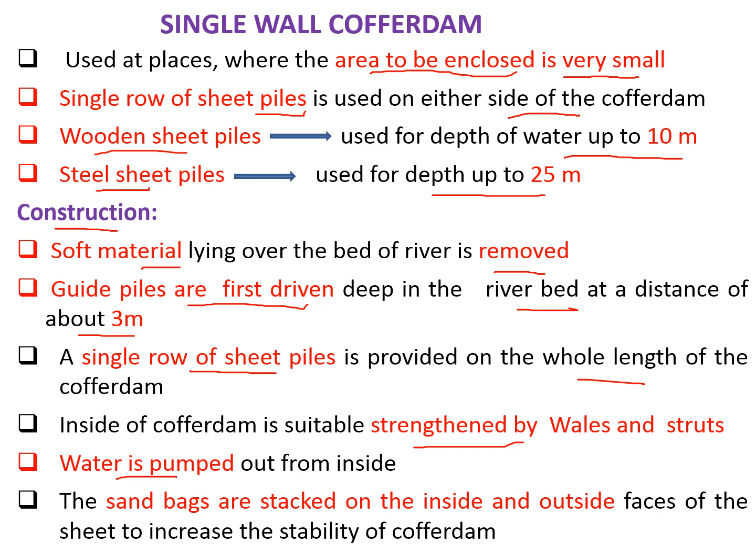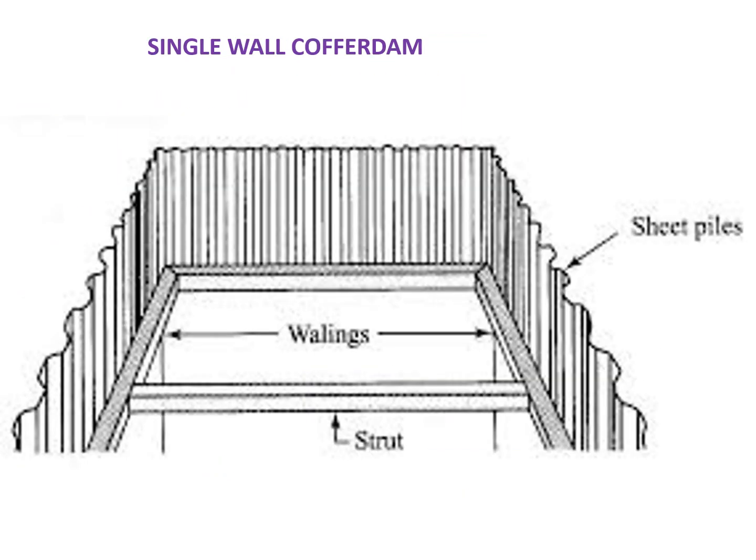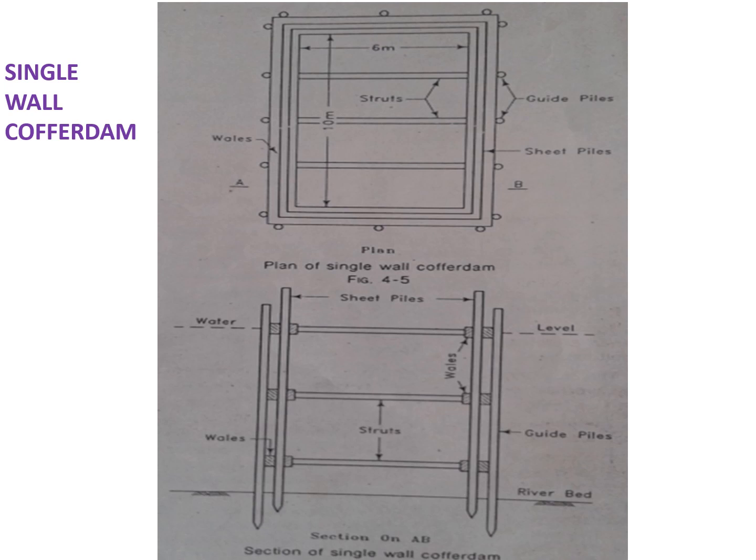And generally the sandbags are stacked on the inside and outside faces of the sheet to increase the stability of the cofferdam. So here in this figure, it's simple sheet piles, a layer of sheet piles. Now these are called wales or walings, and they are strengthened by these struts. So in an exam, if this comes, you can draw this kind of figure, that is the plan of a single wall cofferdam.